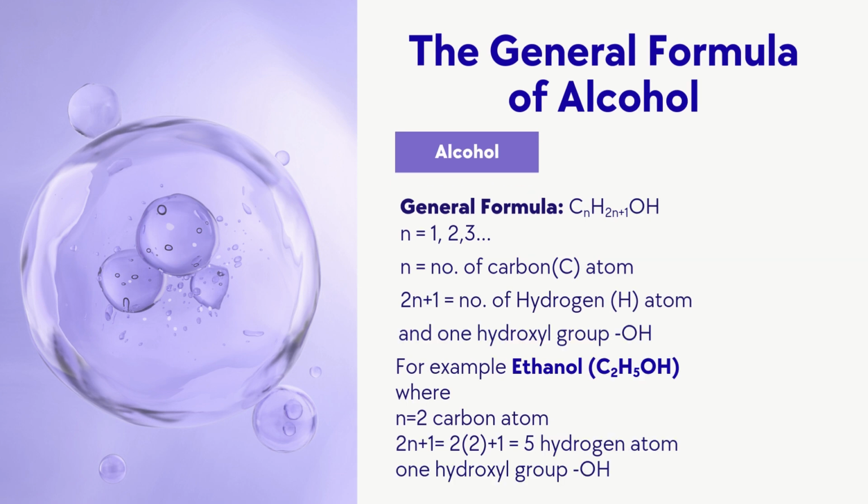Now let's discuss the general formula of alcohol, that is CnH2n+1OH. The value of n can be 1, 2, 3 and so on. n shows the number of carbon atoms. 2n+1 shows the number of hydrogen atoms and 1 hydroxyl group OH. For example, ethanol, C2H5OH, where n equals 2 carbon atoms. 2n+1 equals 2 times 2 plus 1 equals 5 hydrogen atoms.